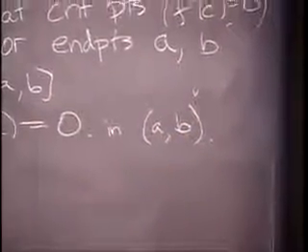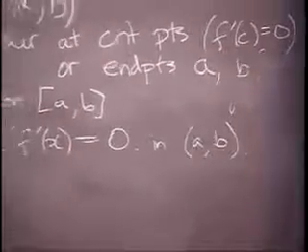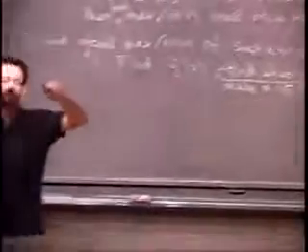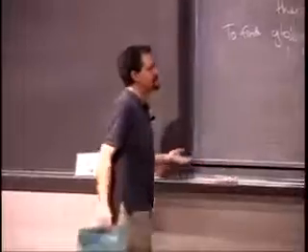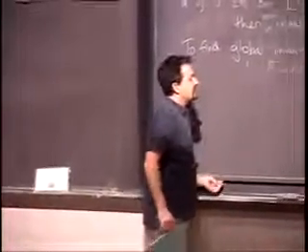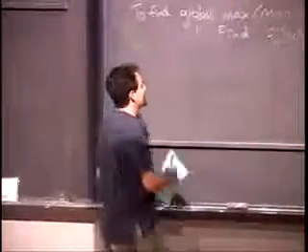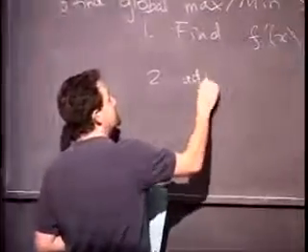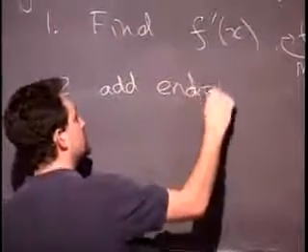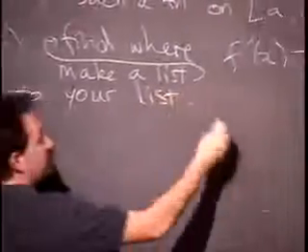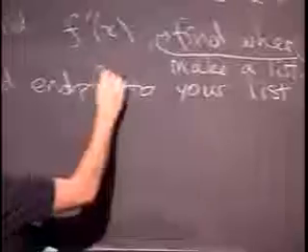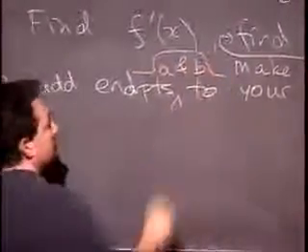Sometimes a function could be defined on a greater interval, but we might say, oh, just the domain is 2, 5. Well, you don't need to worry about anything outside 2, 5 in that case. So you just find the points where the derivative is 0 in a, b. Step 2 is to add the endpoints to your list. And the endpoints are a and b. Okay, so our list consists of all the points where the derivative is 0, as well as the two endpoints.